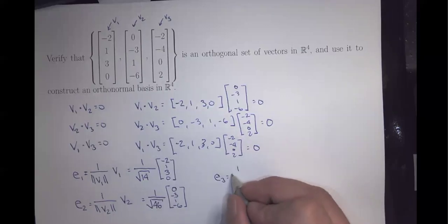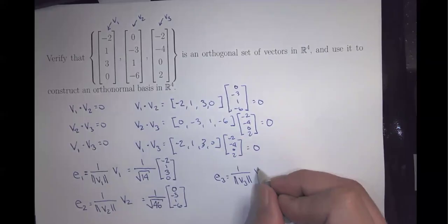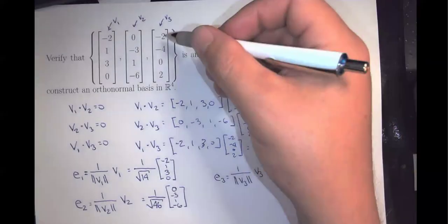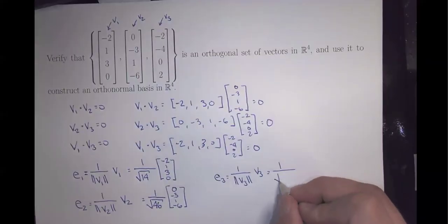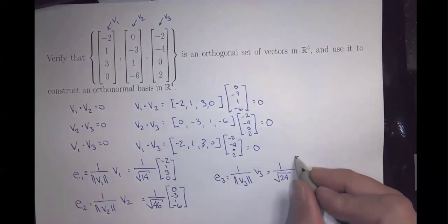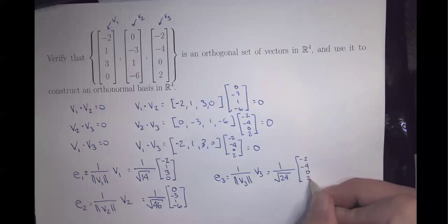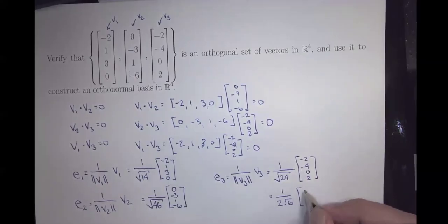Find the E3: it is 1 over the length of V3 times V3. So the length of V3: 2 squared is 4, plus 16 is 20, plus 4 is 24. 24 is divisible by 4, so we can take that out in a second. (-2, -4, 0, 2). So it's 4 times 6, so that's going to be 1 over 2 root 6 times (-2, -4, 0, 2).